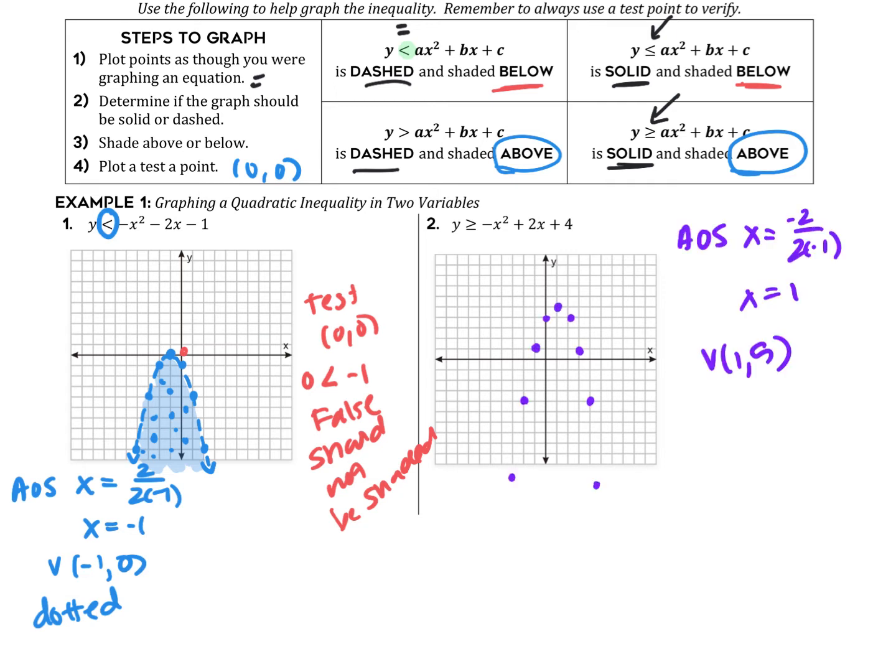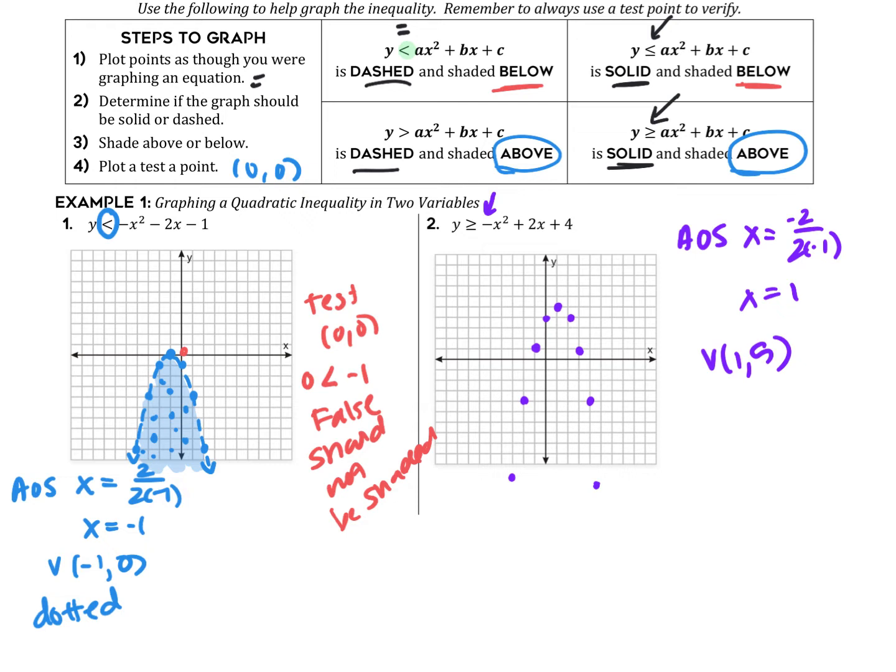So the axis of symmetry is going to be x equals 1. When we plug that in to find the y value of the vertex, we get 5. So our vertex is at (1, 5). The only other transformation happening is this negative in front, which tells us we have a reflection across the x-axis, which means it's going to open downward.